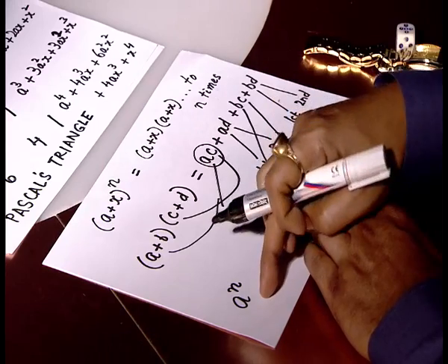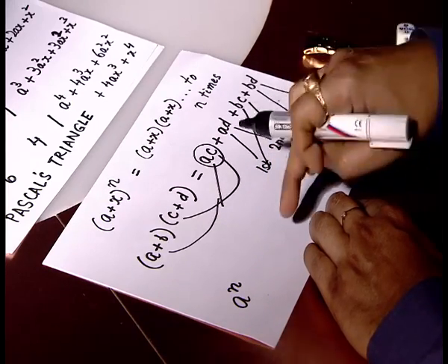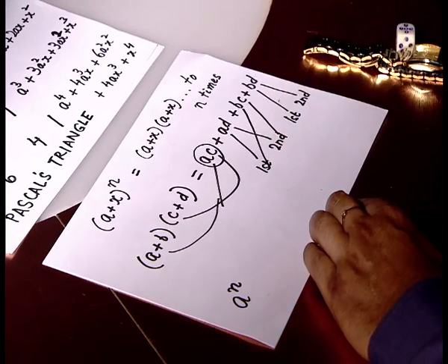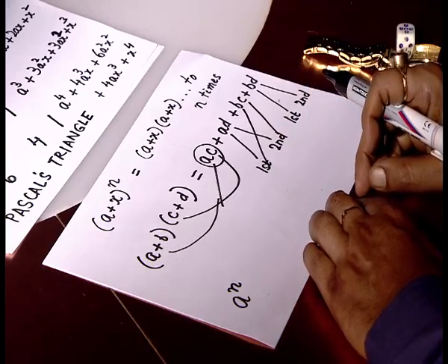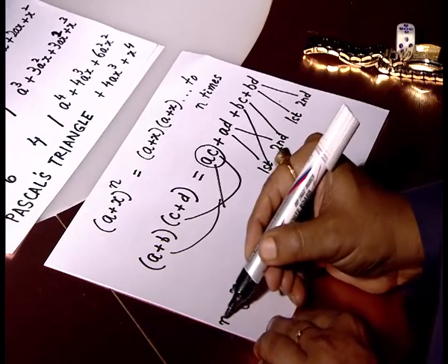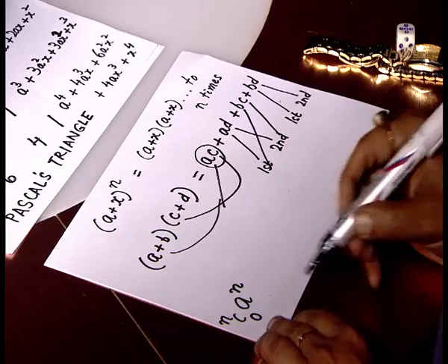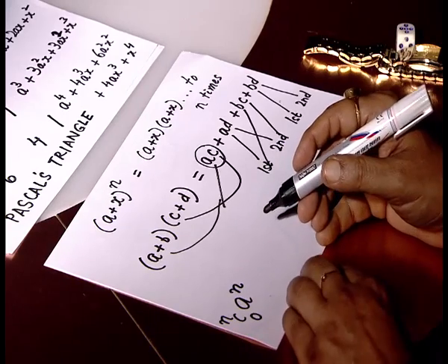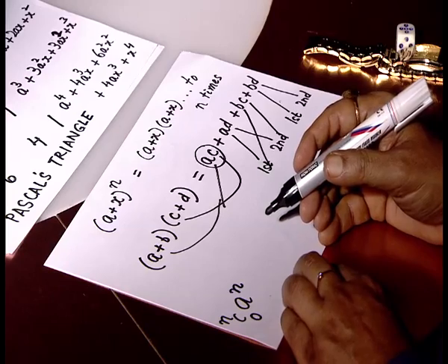If you are selecting n a's, that means you have selected 0 number of x. So, 0 x from n x, and that can be done in nC0 ways. So, the coefficient of a to the power of n is nC0.